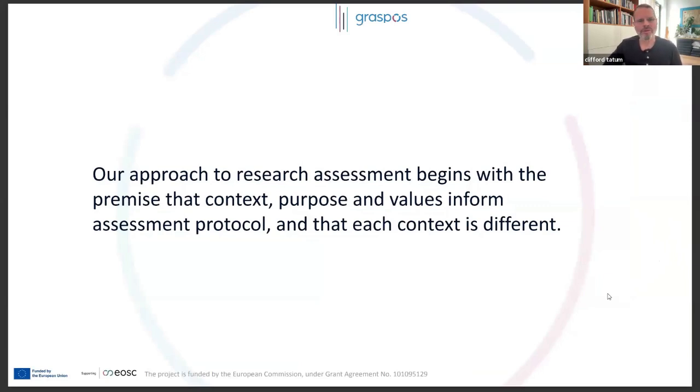So with all that in mind, we still are quite conscious of the fact that context, purpose, and values inform assessments, and that each context is different. So the flexibility is still a part of this approach.